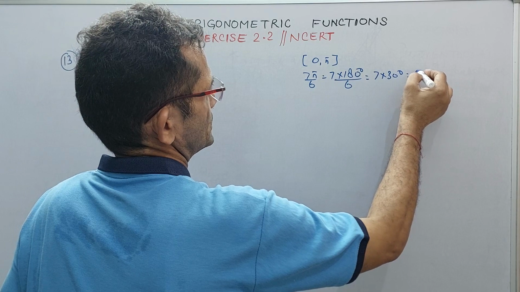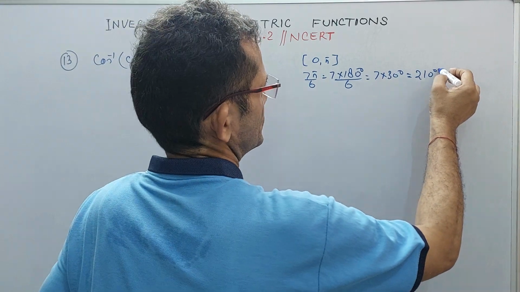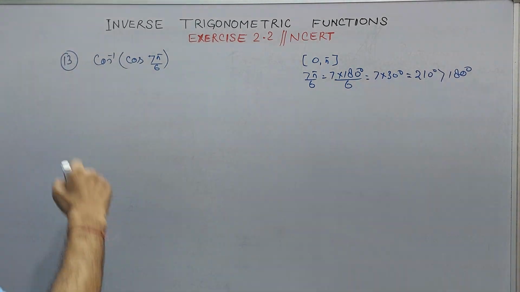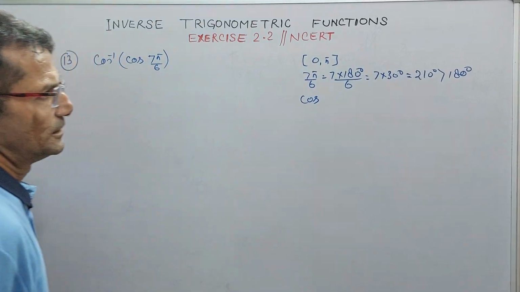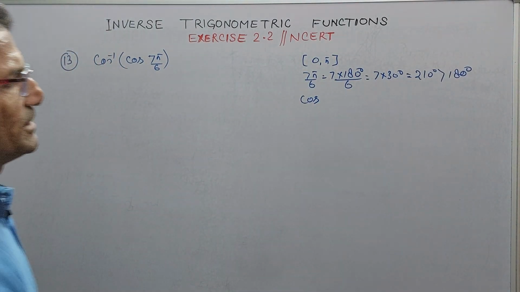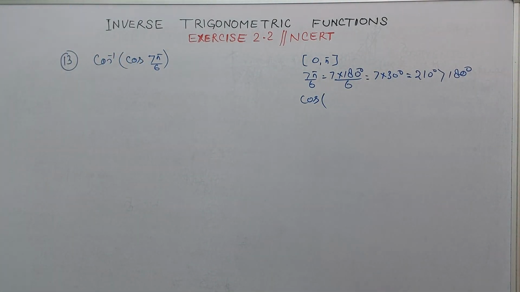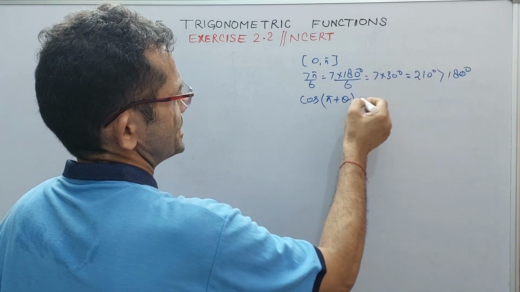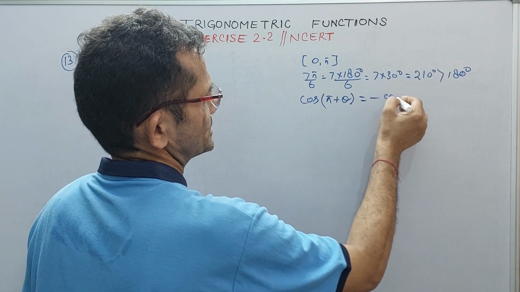210 degrees. So 210 degrees is greater than 180 degrees. So we have to change this using a formula, cos of 2 pi minus theta. We can use the formula cos of pi plus theta is equal to minus cos theta, because this angle comes in the third quadrant. This is the value.